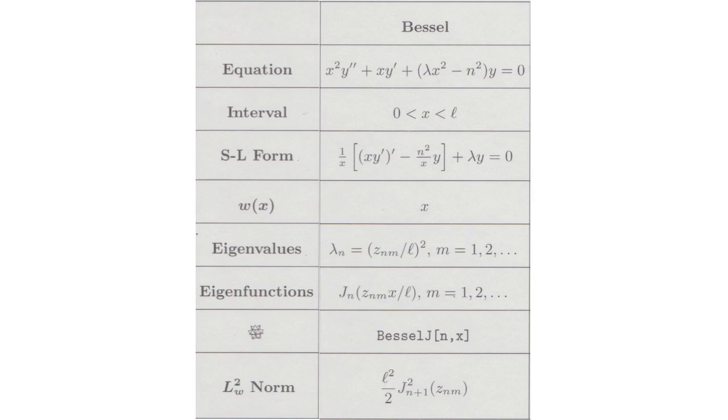And the eigenfunctions then are given in terms of j sub n evaluated at z sub nm times x over L. The Bessel functions were also tabulated in most computer algebra systems, and here we have the notation from Mathematica. And again, if the square brackets were round brackets, we'd have the notation for Bessel j sub n in a Maple worksheet. The last row is the L2 norm for j sub n of x.